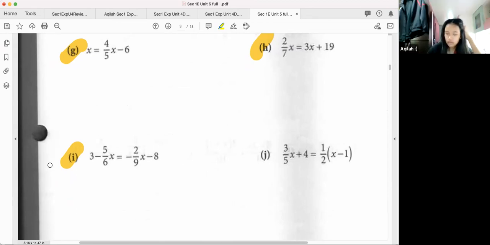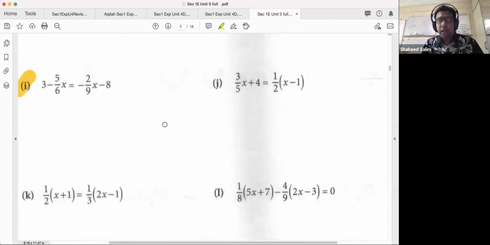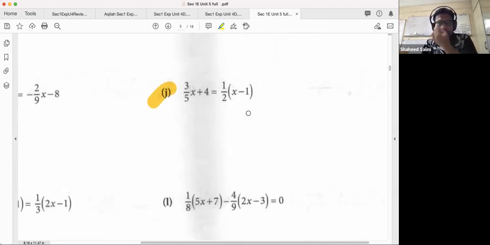Is x equals to 18? Yes, well done. Okay, this time we need to slow down. I can't jump because there's differentiation in the types of questions. So we try this one.